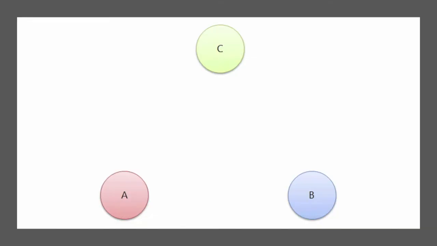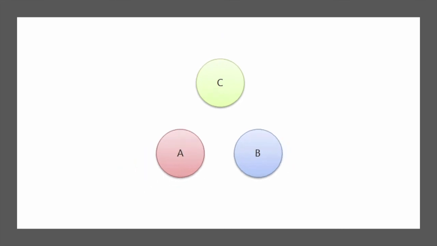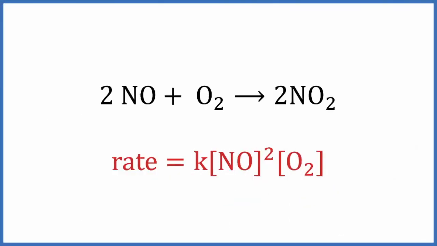Termolecular reactions involve the simultaneous collisions between 3 reactant species. They're uncommon because the probability of 3 or more things colliding simultaneously is very rare. However, there are a couple of these reactions that are known to occur, such as this one between 2 nitrogen monoxides and oxygen to yield 2 nitrogen dioxide. And our rate law here would be K times the concentration of nitrogen monoxide to the second power times the concentration of oxygen raised to the first power. Since 2 plus 1 equals 3, the overall order of this reaction is 3.